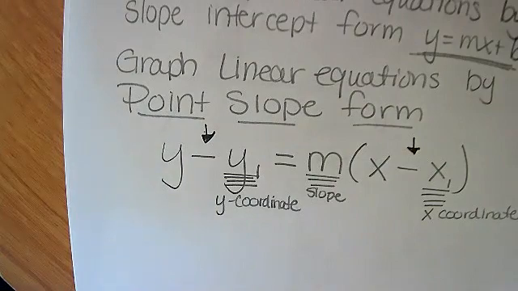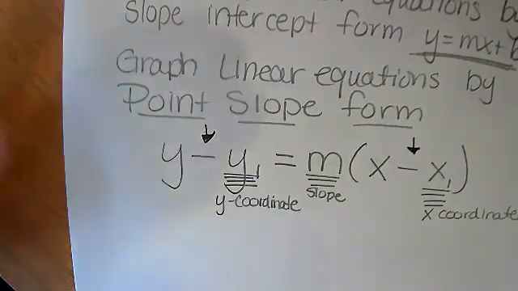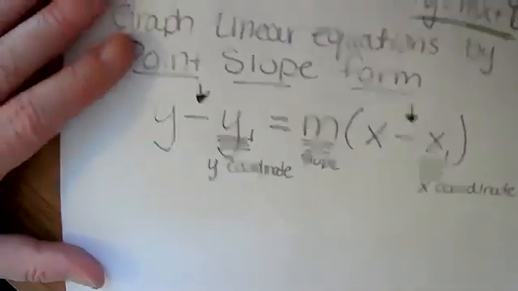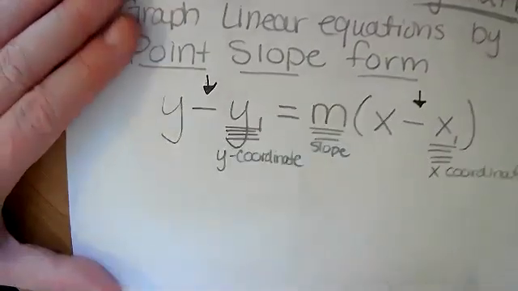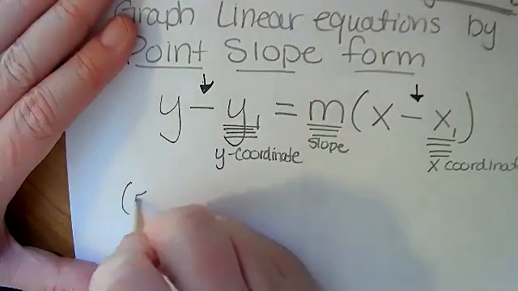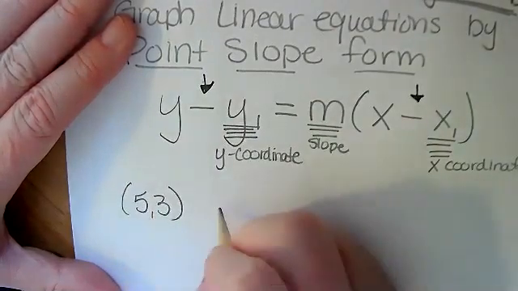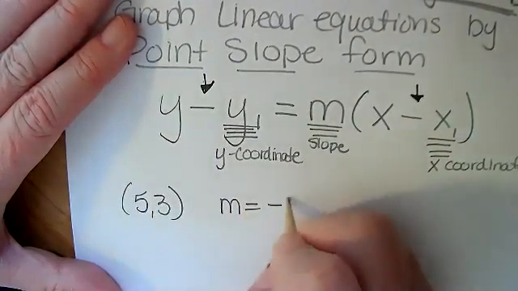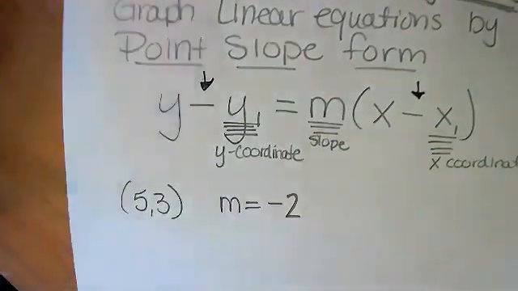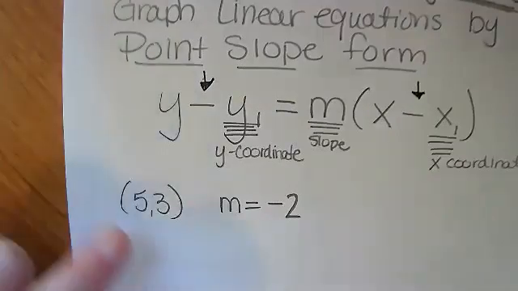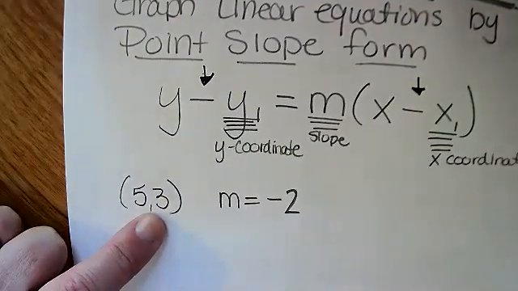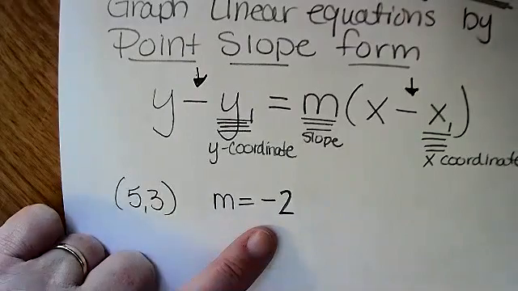All right, so you ready? This is how easy this formula is. What if I told you that you had a linear equation, and it was graphed, and it went through 5, 3 with a slope of -2? What would your equation be for that? If you had a line that goes through that coordinate 5, 3 and had a slope of -2, what would your equation be?